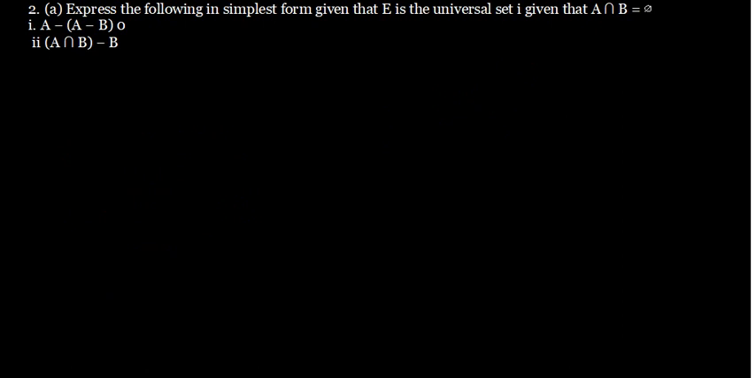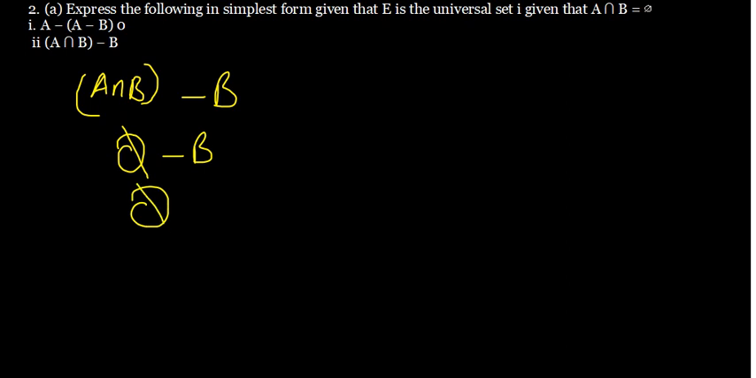Okay. The next one we want to find is A intersect B minus B. We know this A intersect B is an empty set. So this is empty set minus B. And this is the same as empty set intersect B complement. And every time an empty set intersects any other set, the answer is always an empty set. So that is going to be the answer for that one. Is it okay?